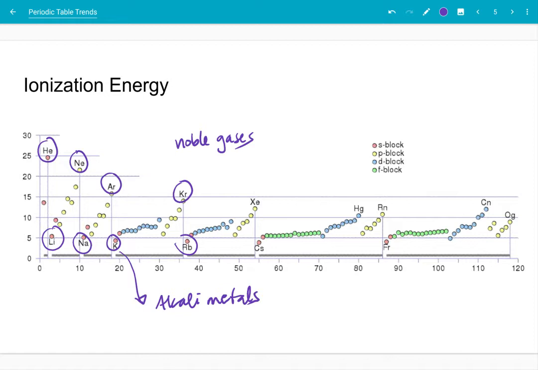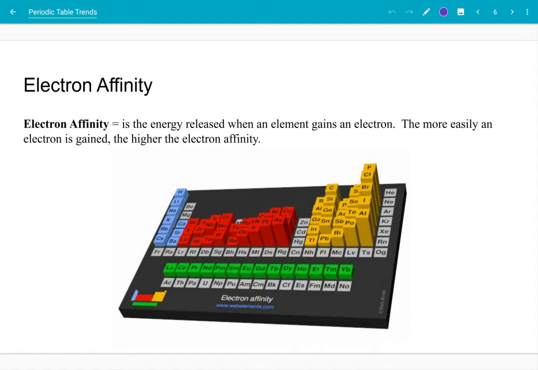Also notice these segments in between. These are the different periods on the periodic table. And notice it is also color coded with the S, P, D, and F blocks. Next trend is electron affinity. This one's a little bit goofier. Instead of plucking an electron off, it's the energy released when an element gains an electron.